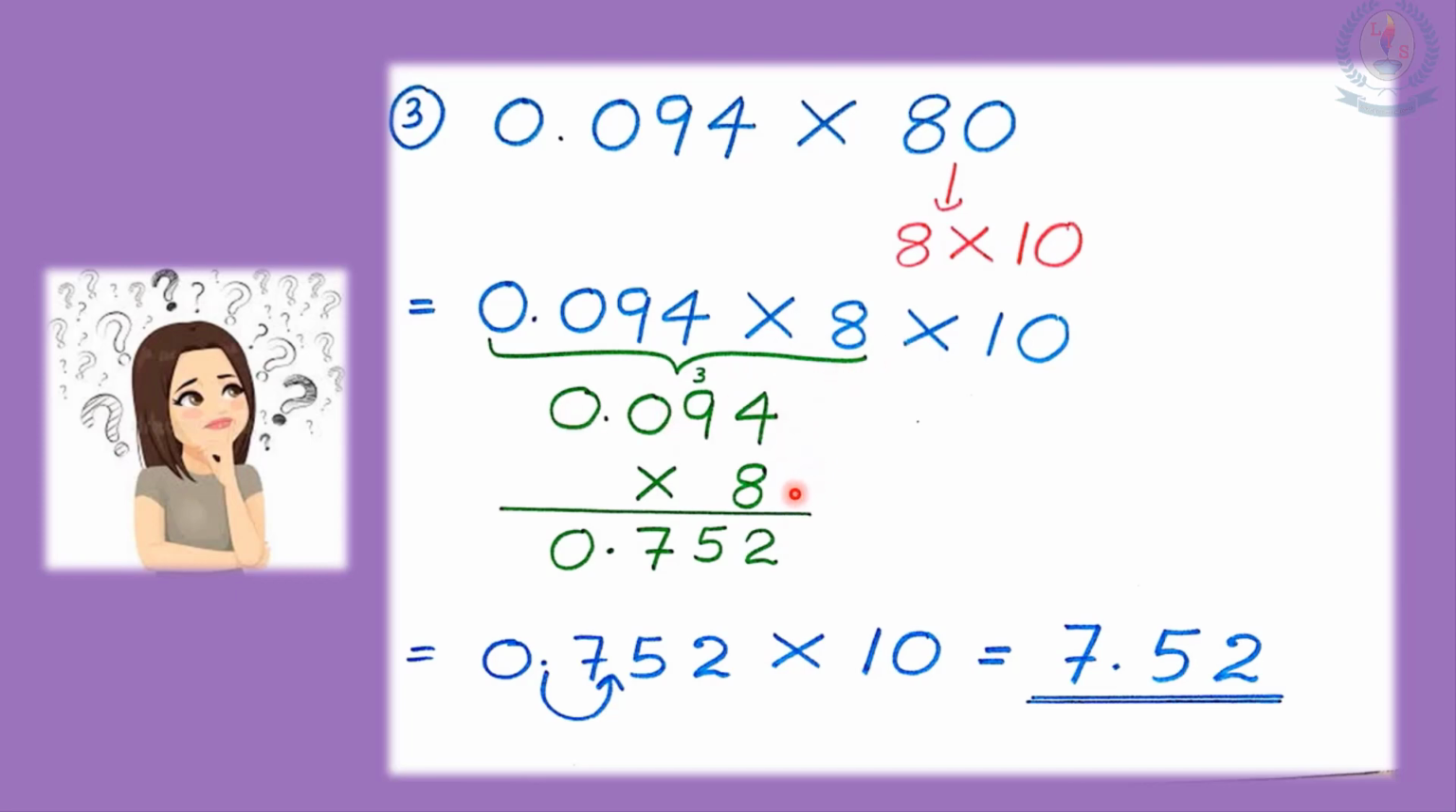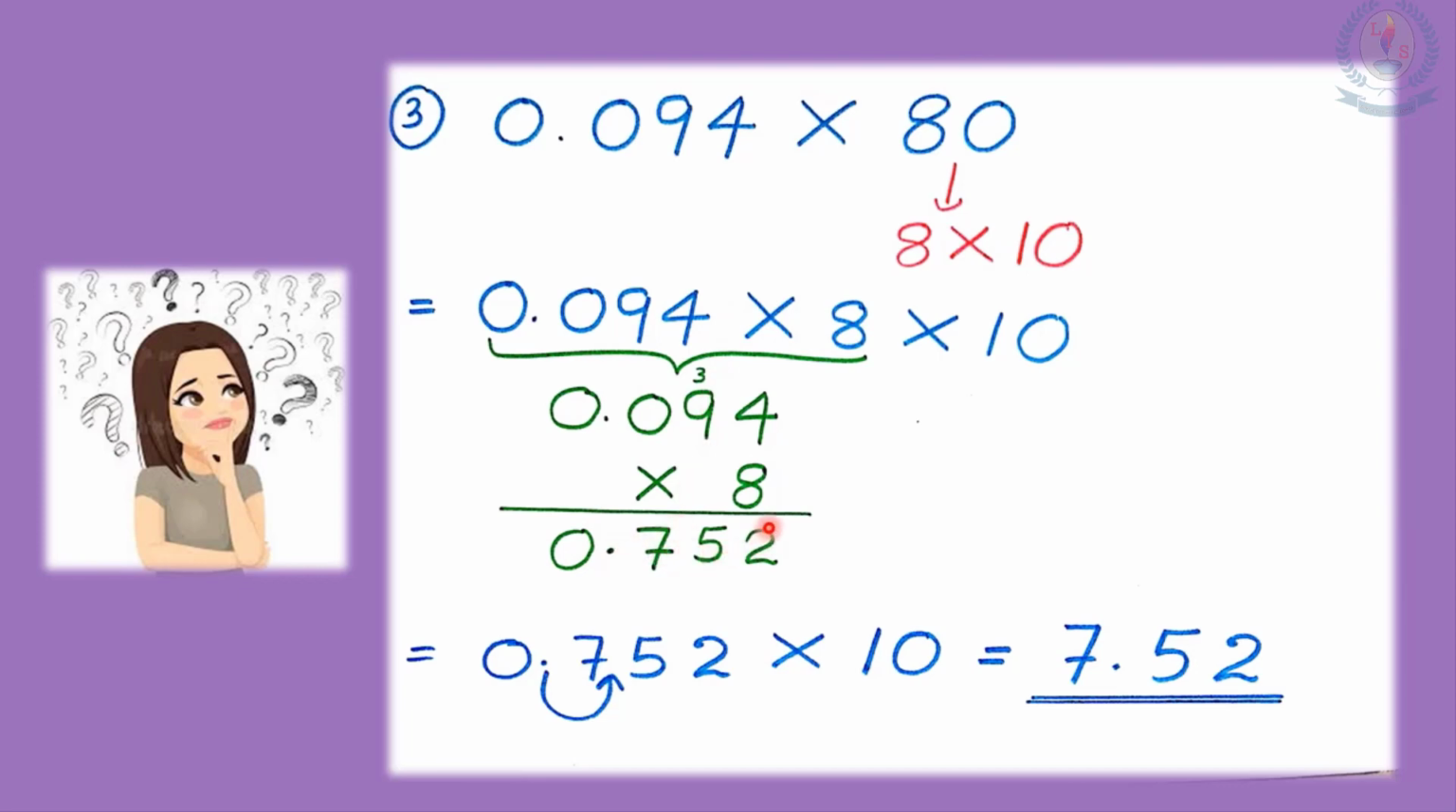Then 8 times 4, 32. From 32 we are writing 2 here, that 3 comes here. 9 times 8, 72. 72 plus 3, 75. Then from 75 we are writing here 5, and that 7 comes here. Then 8 times 0, 0. 0 plus 7, here 7. And here 8 times 0, 0. Right, after multiplying 0.094 by 8, we are getting 0.752 as the answer.